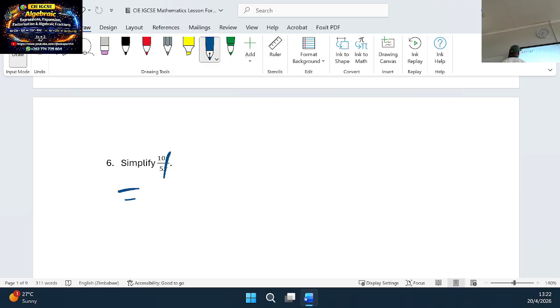Then moving on to number 6, we are interested in simplification, where the x here, the degree is the same, they cancel, both numerator and denominator are the same. We end up having 10 divided by 5, which is actually 2.